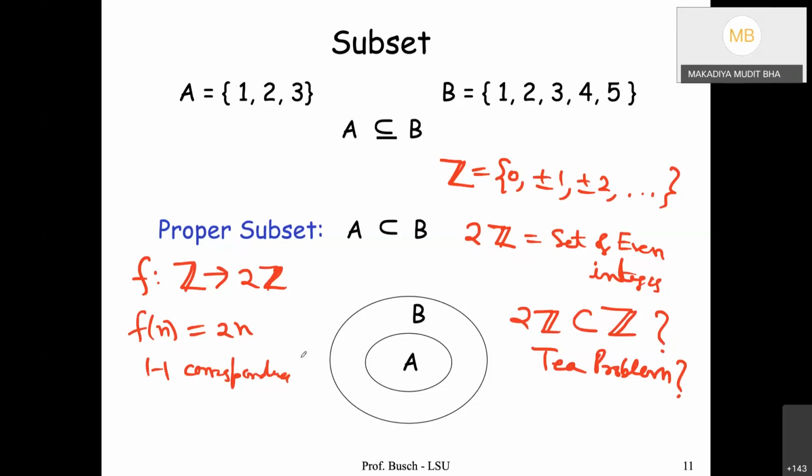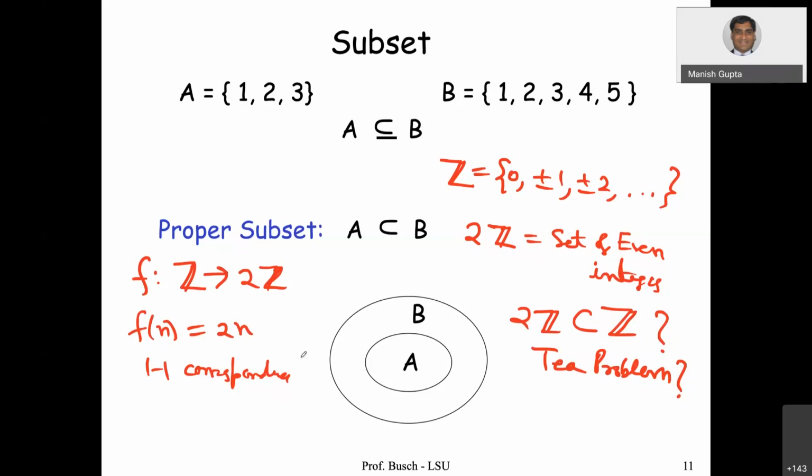Sir, if we restrict the domain, then it won't be the same. No, which domain? I have not restricted any domain. The set of integers is 0, plus minus 1, plus minus 2, and so on. And the set 2Z is all even integers: 0, plus minus 2, plus minus 4, and so on. Yes, anybody in the class, answer me.